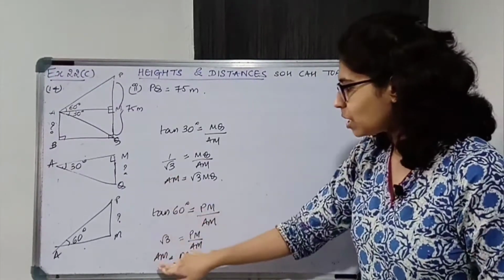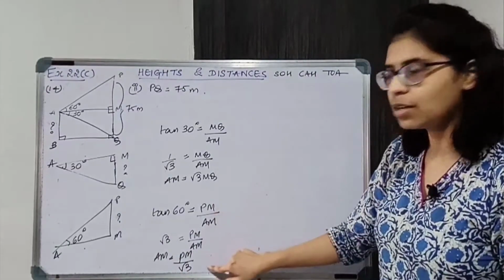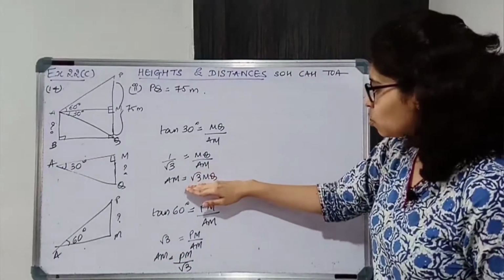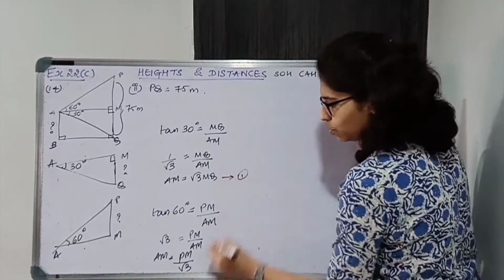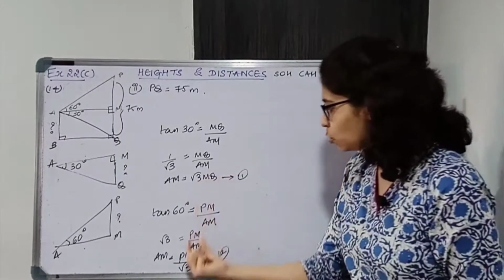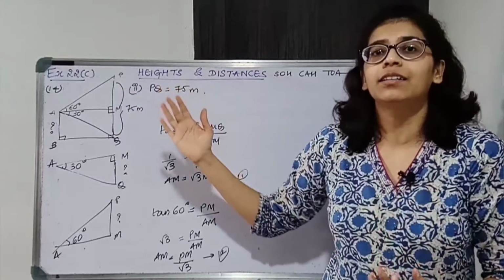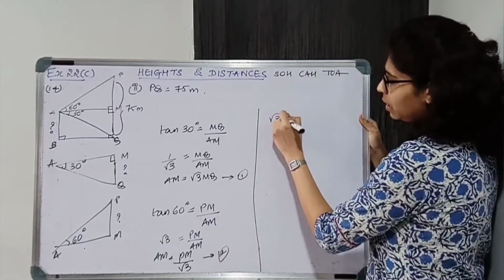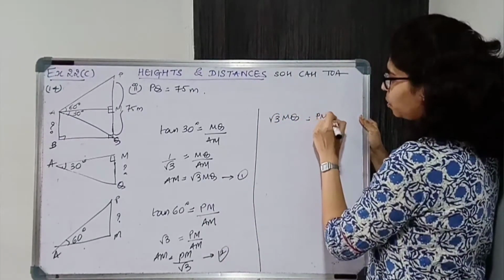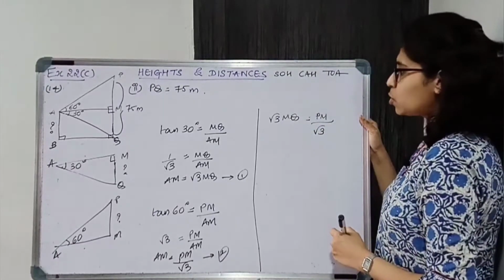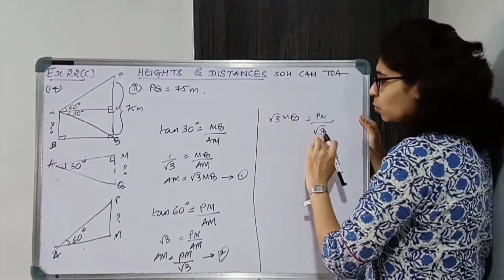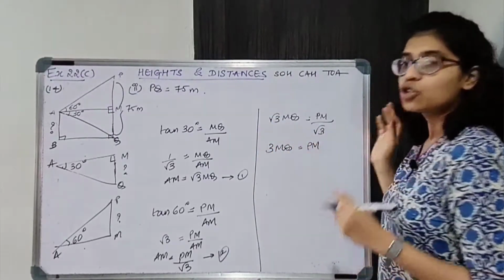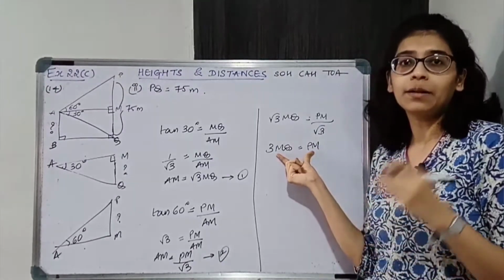So I can say LHS equal है तो RHS equal होगा, ओके? LHS में AM है तो AM का लेंथ तो सेम ही है. So this is equal to this. So from 1 and 2, what did I do, I related MQ with PM, PM and MQ को मैंने रिलेट कर दिया. Okay, so I can say √3MQ is equal to PM upon √3. Okay, so if I shift √3, square root of 3 into square root of 3 gives 3. MQ is equal to PM. So now I found the relation between MQ and PM.